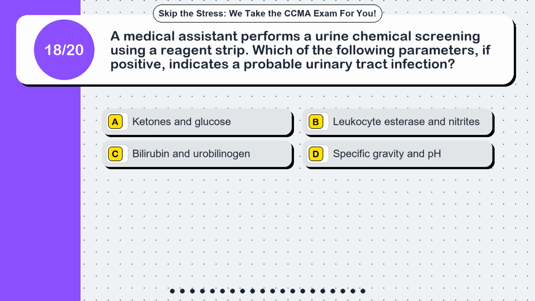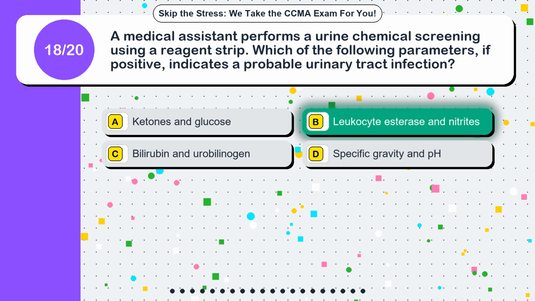Question 18. A medical assistant performs a urine chemical screening using a reagent strip. Which of the following parameters, if positive, indicates a probable urinary tract infection? Option A, ketones and glucose. Option B, leukocyte esterase and nitrites. Option C, bilirubin and urobilinogen. Option D, specific gravity and pH. The correct answer is option B.